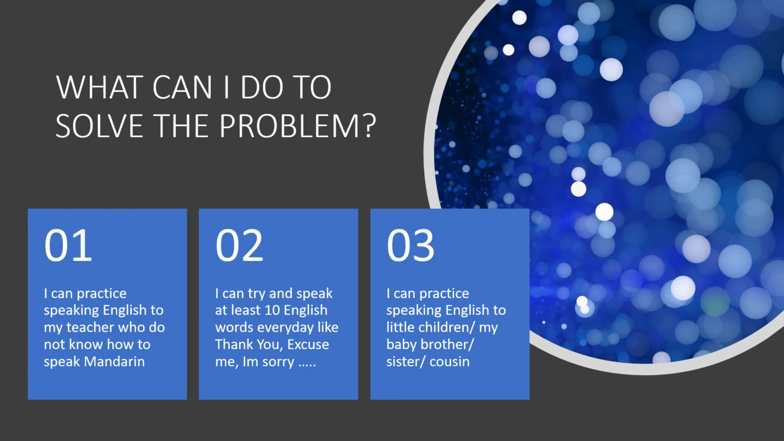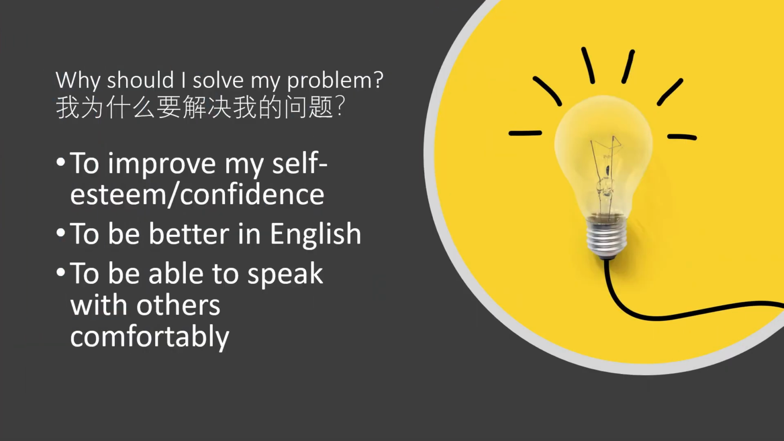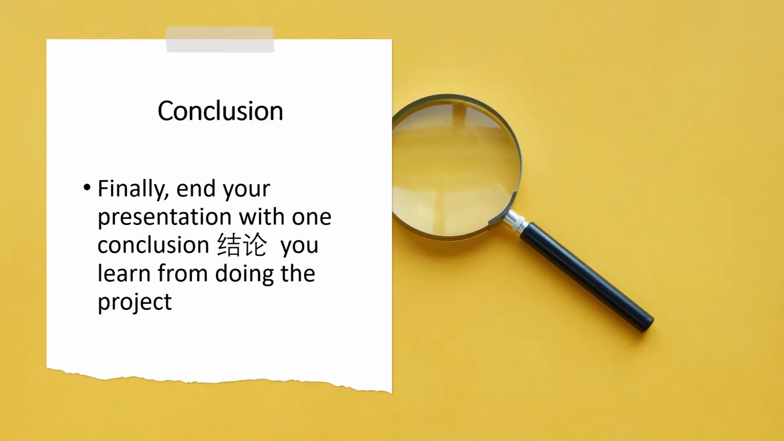Okay, next one. Why should you solve your problem? Okay, number 1, to improve your self-esteem. Second one, to be better in English. And the last one, to be able to speak with other people comfortably. So you need to explain just now this one. You need to explain the reason as well. And then the final one, conclusion.